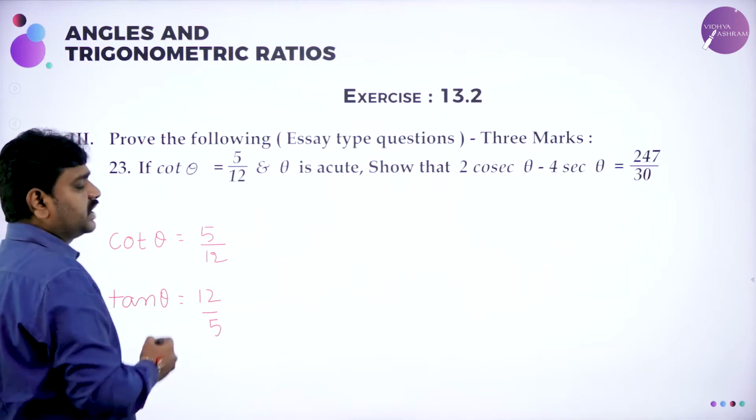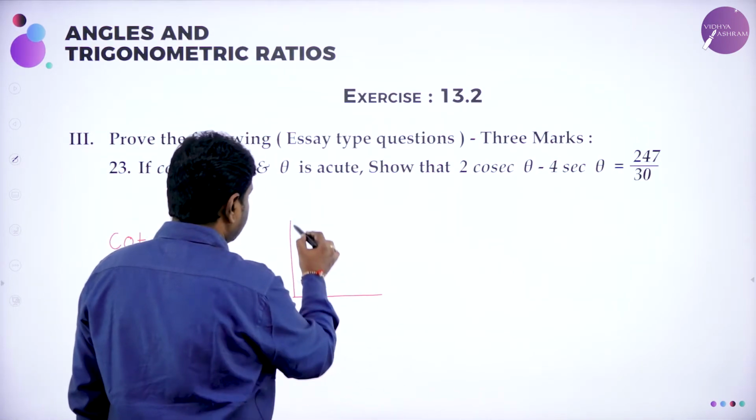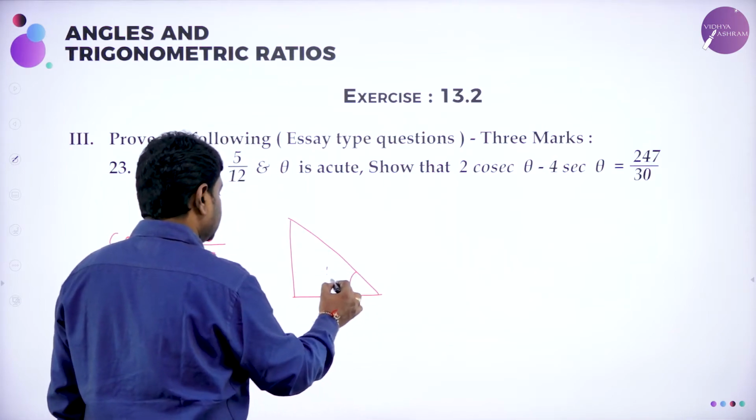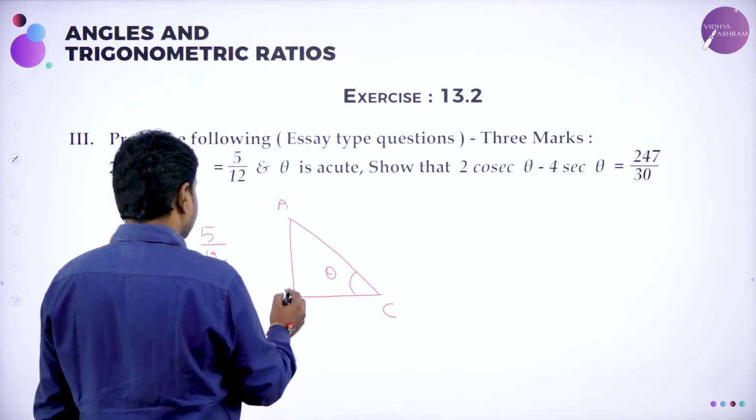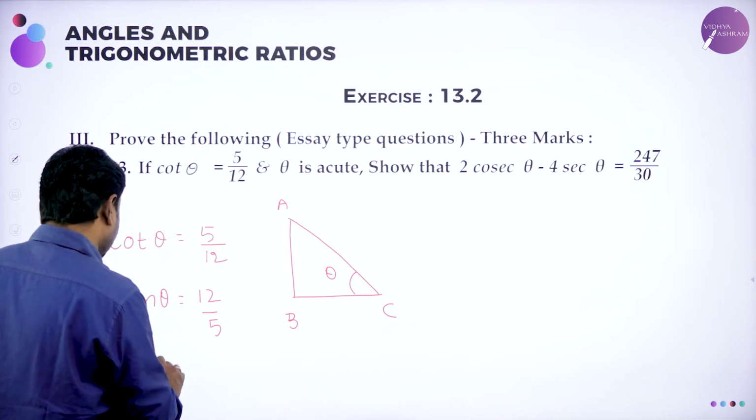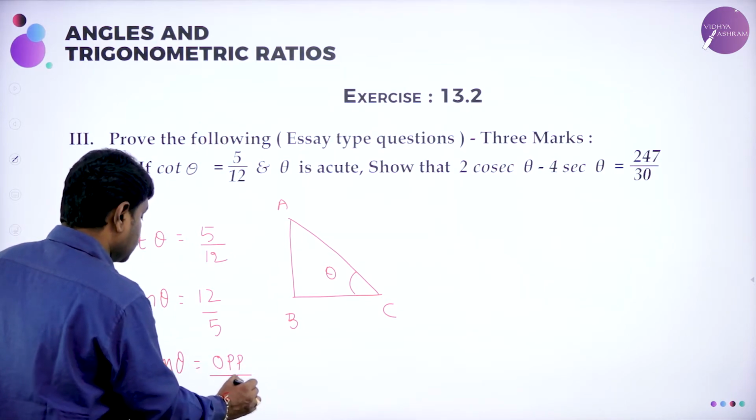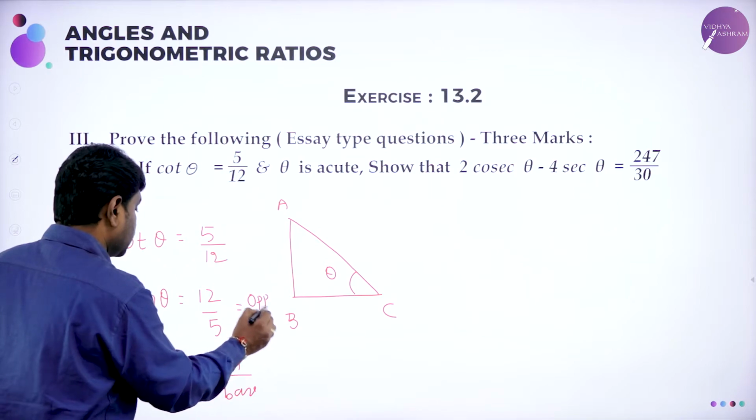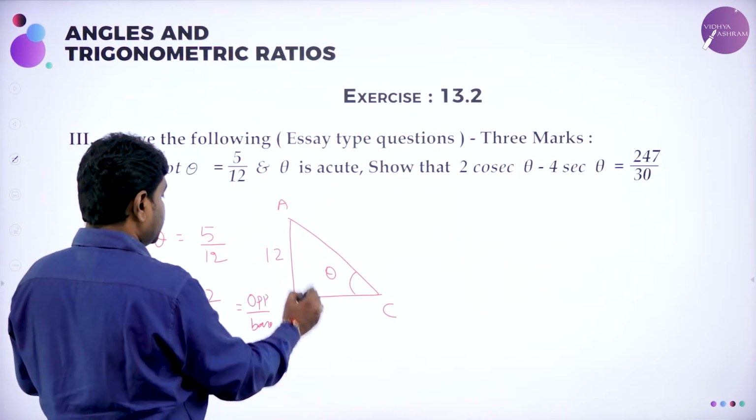And can't you construct a triangle to get the other ratios? So I'll construct a right angled triangle. This is the angle theta, and A, B, C I'll say. And see, what is tan? All of you know tan theta means opposite side divided by base. In the place of opposite we have 12, in the place of base we have 5. So opposite is 12, base is 5.